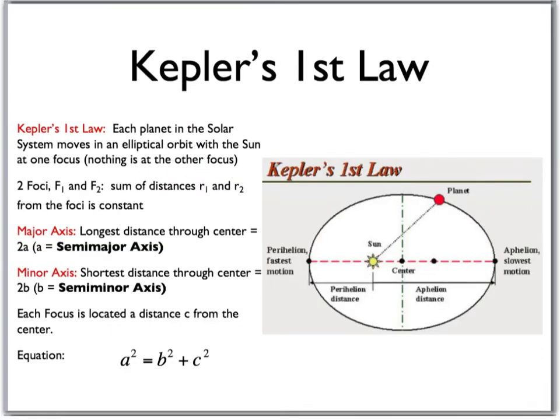Now, to begin, Kepler's first law was that each planet in the solar system actually moves in an elliptical orbit with the sun at one focus. So they were not circular orbits, but in fact elliptical. Like it said, the sun is at one focus and nothing is at the other focus.